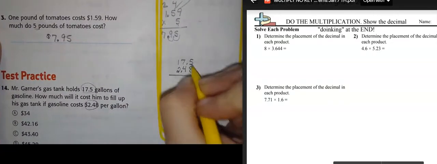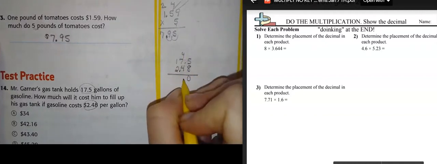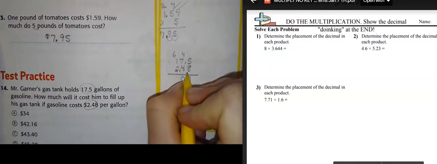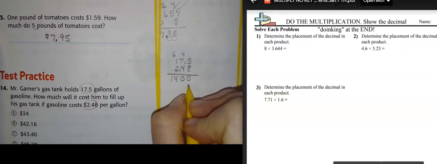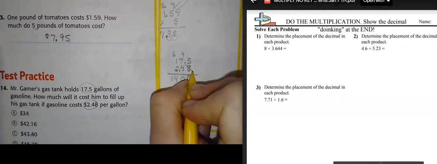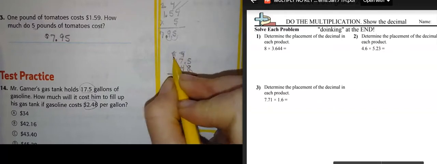5 times 8 is 0, carry the 4. 7 times 8 is 56, plus 4 is 60. 1 times 8 is 8, plus 6 is 14. Now I need a placeholder because I'm going over to the 4. I'm going to get rid of these that I carried.